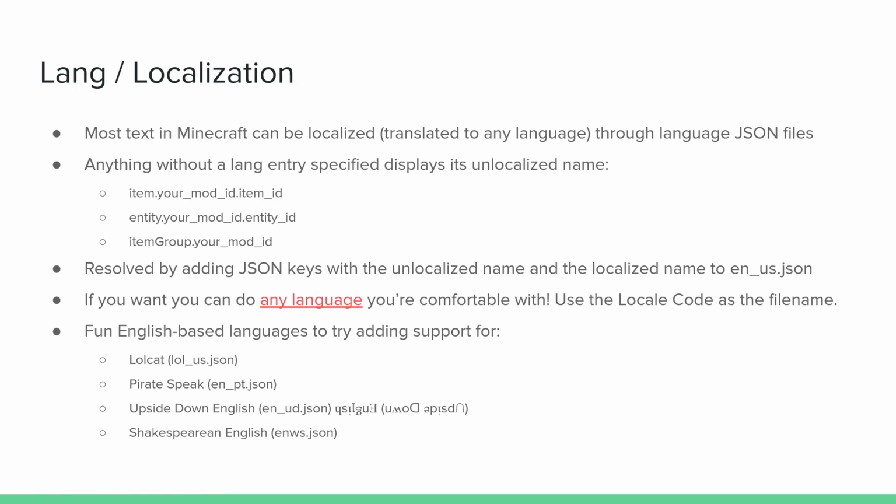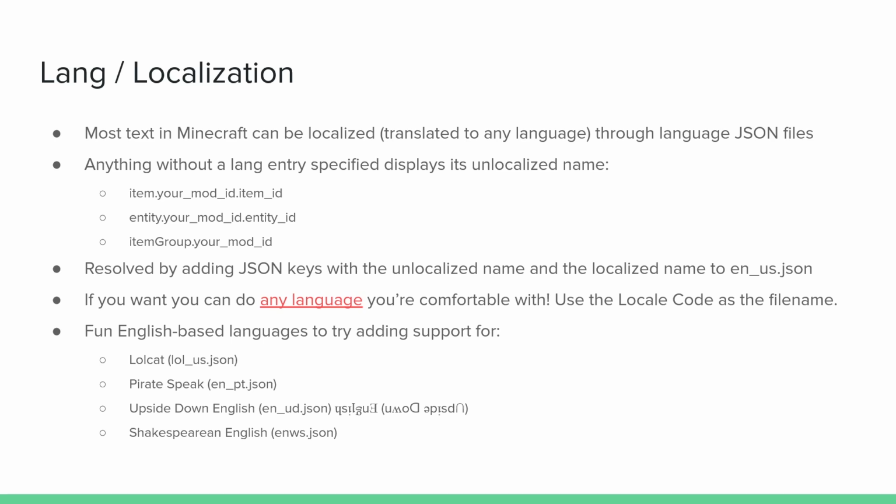Language/localization. So you'll notice that our item didn't have a name. It was just showing as item.catmod.explodingstick, which is not a great name. We just want it to say exploding stick, right? So all text in Minecraft can be localized to literally any language. You can go to the language menu and change your language.